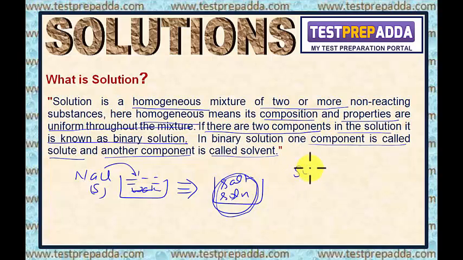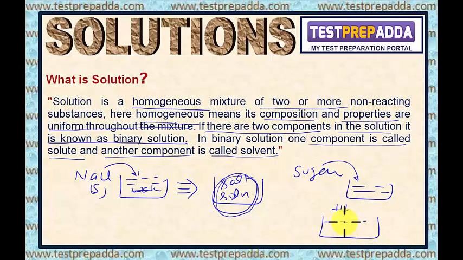If I put sugar in water, here also you are going to get a single phase. Throughout the solution, the composition of sugar will be the same. In this example, NaCl is mixed with water. In this example, sugar is mixed with water. So both these are the examples of binary solution. Dear student, in this chapter we will talk about only binary solutions.